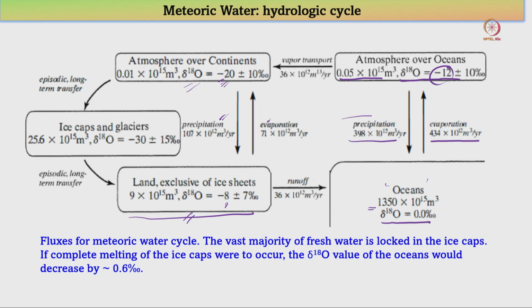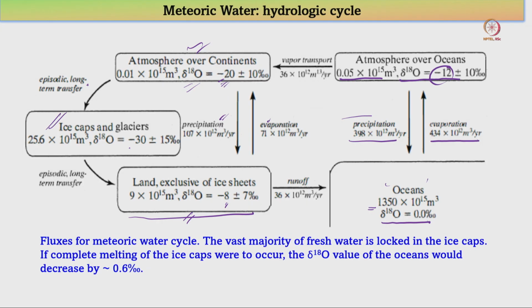Okay. Again, there is a continuous evaporation precipitation cycle going on, but from the atmosphere a huge amount, for a very long time, gets trapped in the ice caps and in the form of glaciers. Okay. So, imagine these ice caps and glaciers were formed at a time when the temperatures were very cold. Okay. So, this delta 18O value is extremely negative. So, minus 30 plus minus 15.